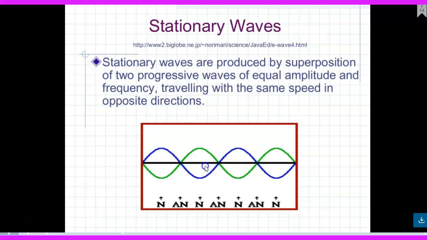Two different progressive waves are superimposed on each other at different points. Where the displacement is maximum, that is called an antinode, and where the displacement is zero, that is called a node.